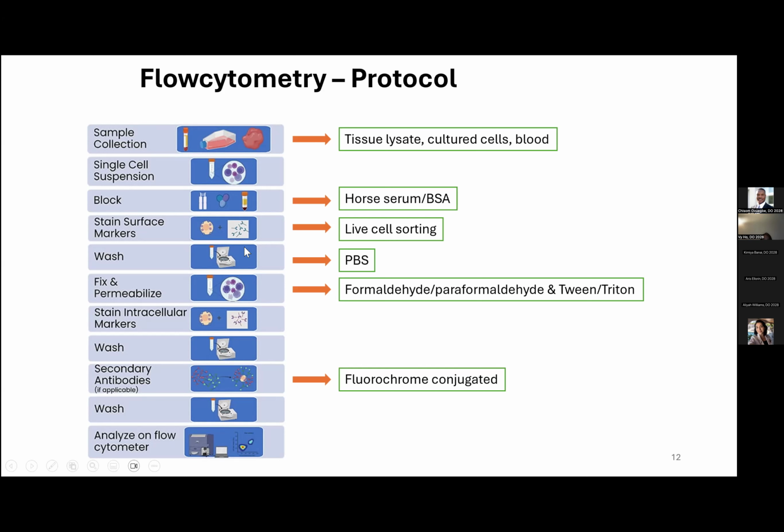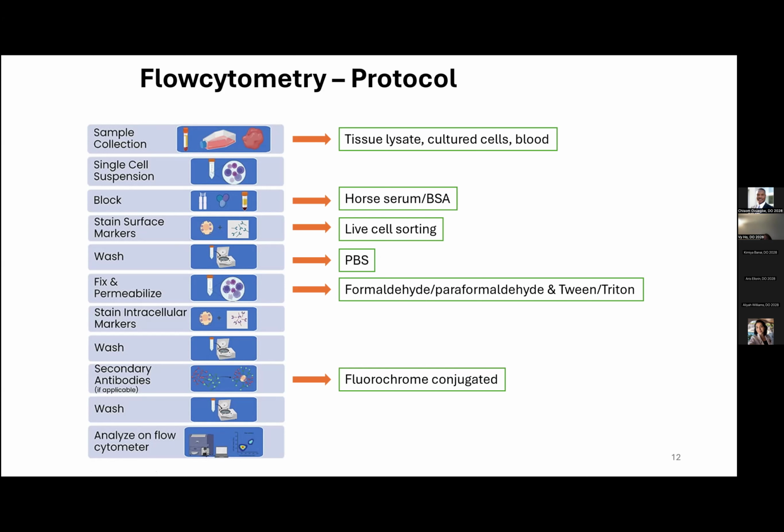And then you need to stain the cell surface markers if you want to do live sorting. As I mentioned, if you want to propagate or culture the cells further, go for live sorting. Then we continuously wash the unreacted antibodies and unreacted chemicals, all of which need to be washed using a physiological solution. We commonly use PBS. And if you don't want live cell sorting, we need to fix the cells with formaldehyde or paraformaldehyde, and we need to permeabilize the cells.